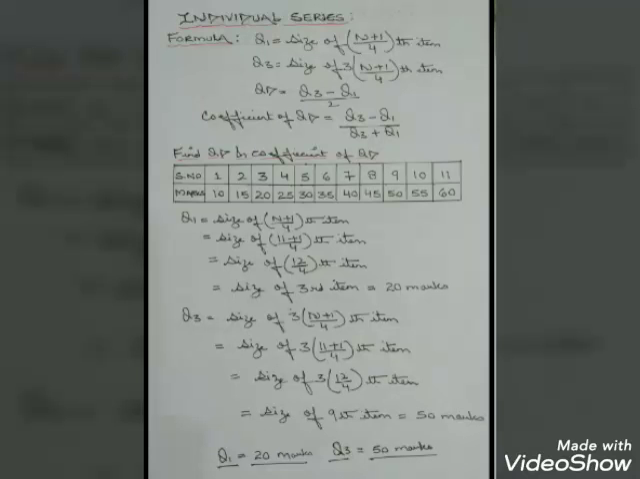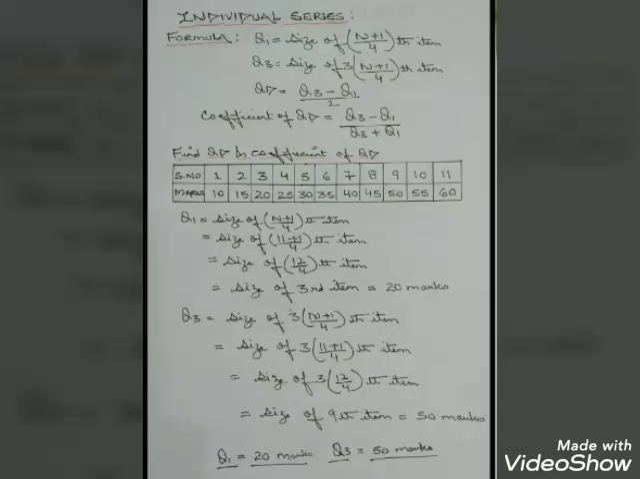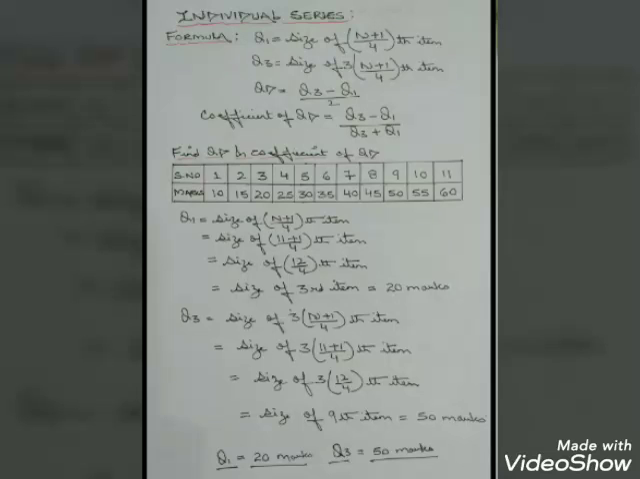Now to explain, I have taken the following data: there is a serial number and there are marks. The serial number goes from 1 to 11, and the marks are: for serial number 1 it is 10, 2 is 15, 3 is 20, 4 is 25, 5 is 30, 6 is 35, 7 is 40, 8 is 45, 9 is 50, 10 is 55 and 11 is 60. And we need to find the quartile deviation and coefficient of quartile deviation.